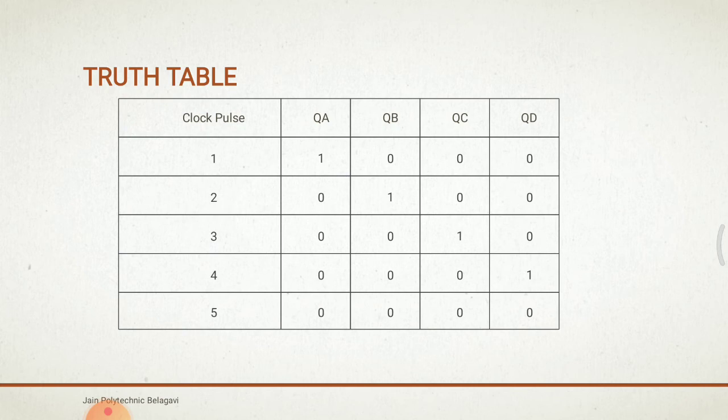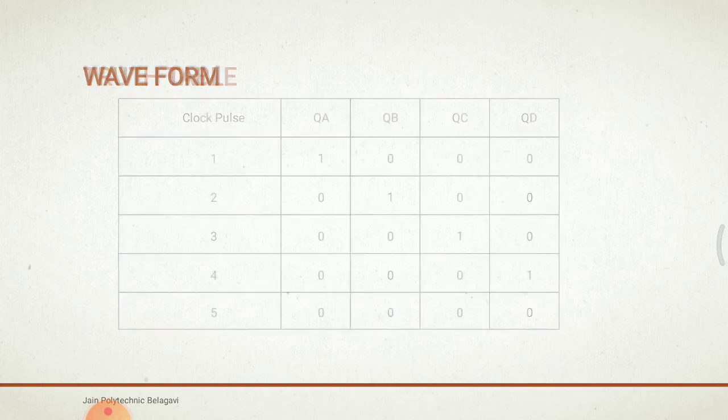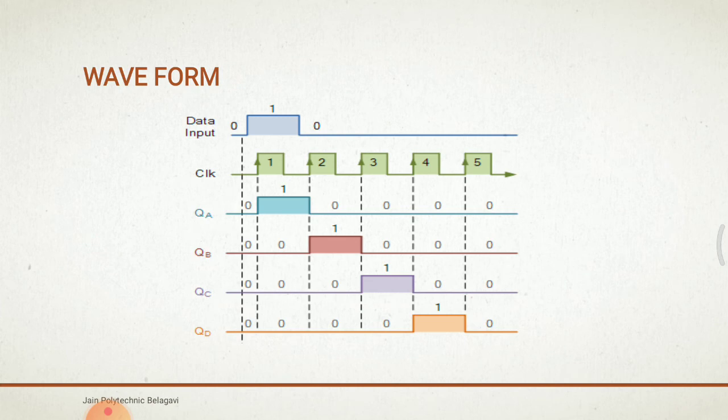At a time you are going to take the parallel output here. The effect of the clock pulse is to shift the data contents of each stage one place to the right. You can see the waveform also. It is going to shift, and you are also going to take the parallel output. Serial input you provide, and you take the output simultaneously.